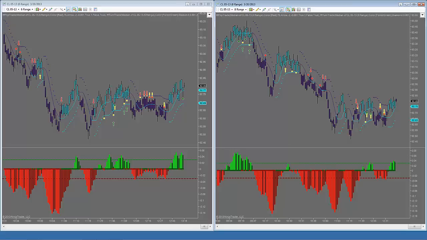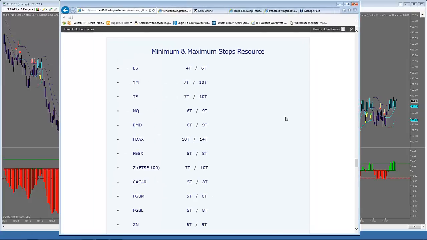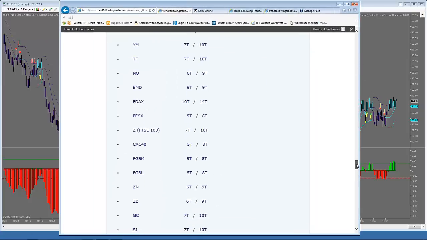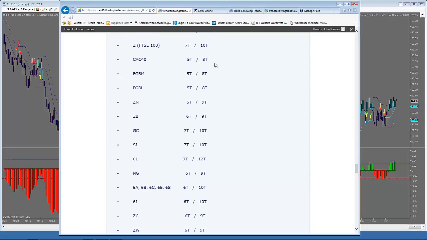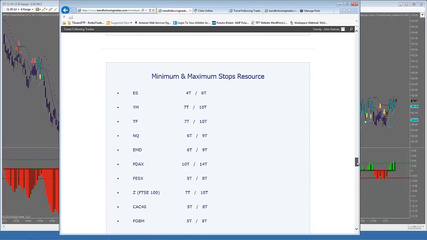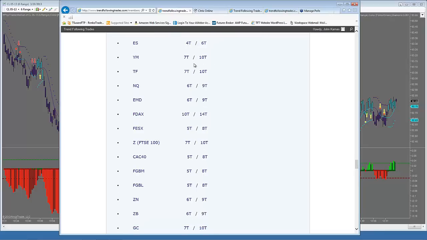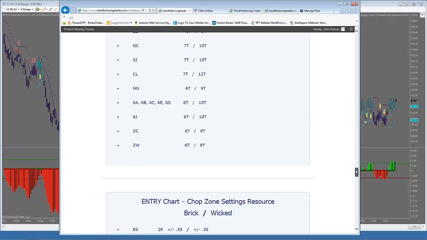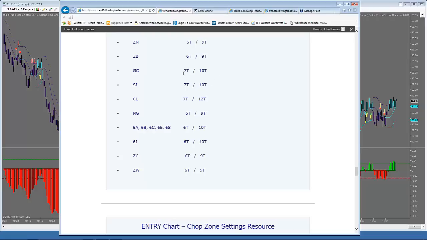We actually have settings. Let me just go into an area of the member site. I'm going to drag this over. We do have in the members area a page with various different markets here, and we have a main time frame, as well as a secondary time frame. The size of the bars that we like to use. You can see here TF, this is a little bit large, this is a little bit large, and this will change at times where volatility increases and decreases. We get down into here, you can see gold too, a little bit on the high side, oil a little bit on the high side.